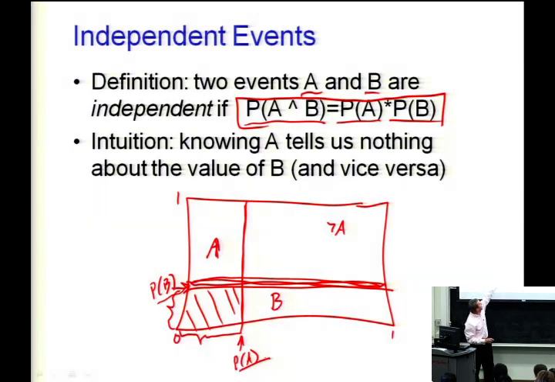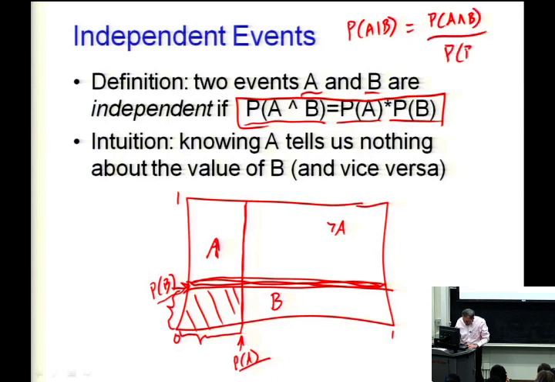In other words, before I know about B, the probability of A is just this, and the probability of A given B, what's that? We just discussed it, right? The probability of A given B is the probability of their conjunction over the probability of B.